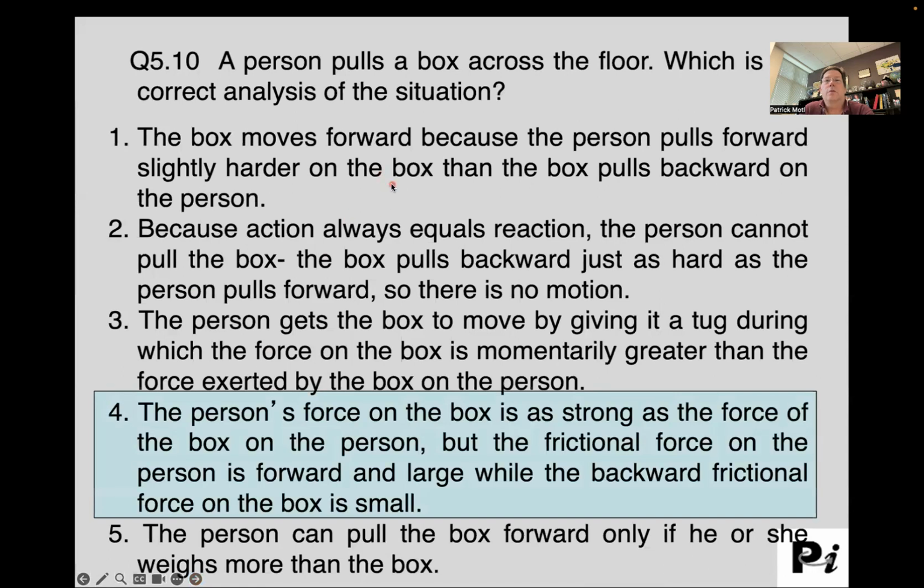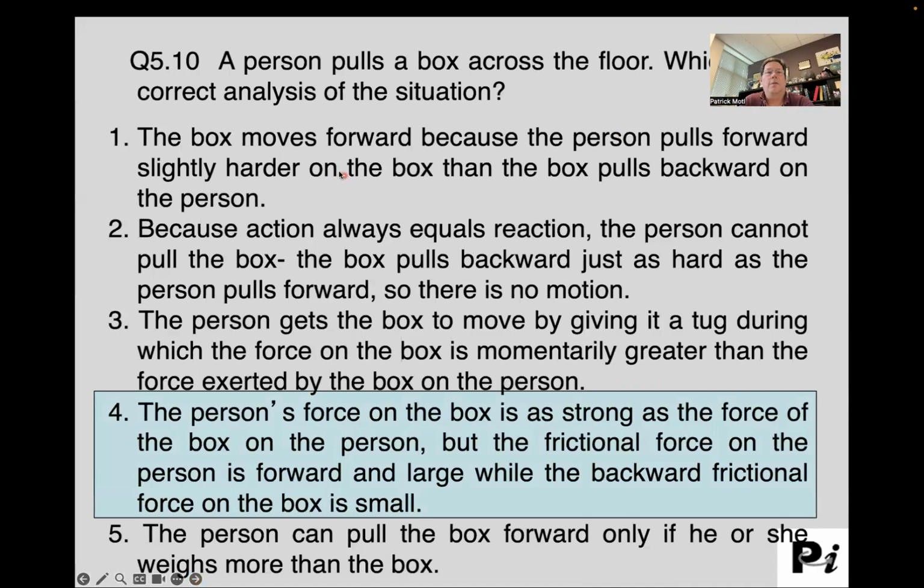All right, so a person pulls a box across the floor. So certainly an everyday sort of thing. Which is the correct analysis of the situation? So let's go through and talk about all of them.